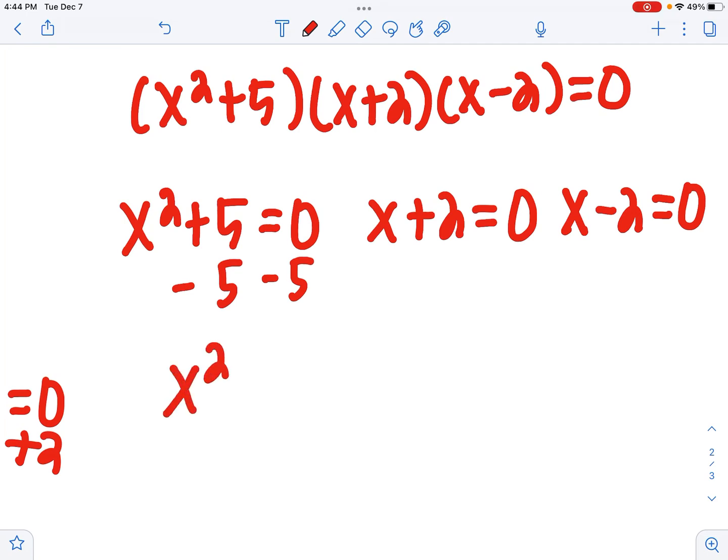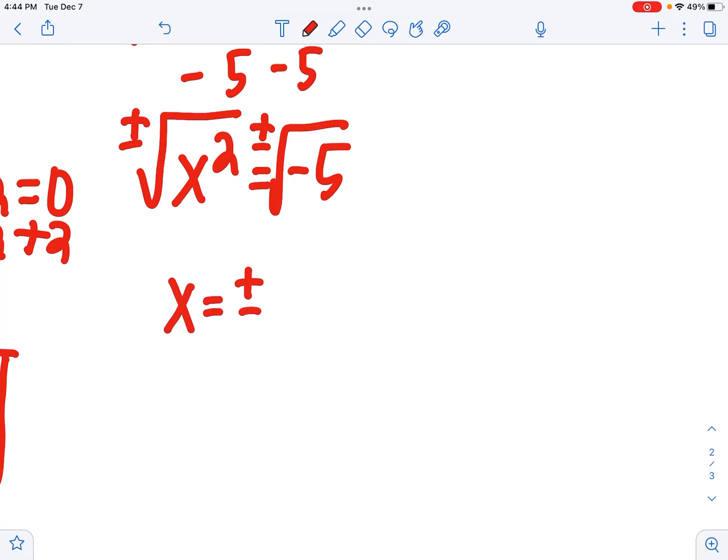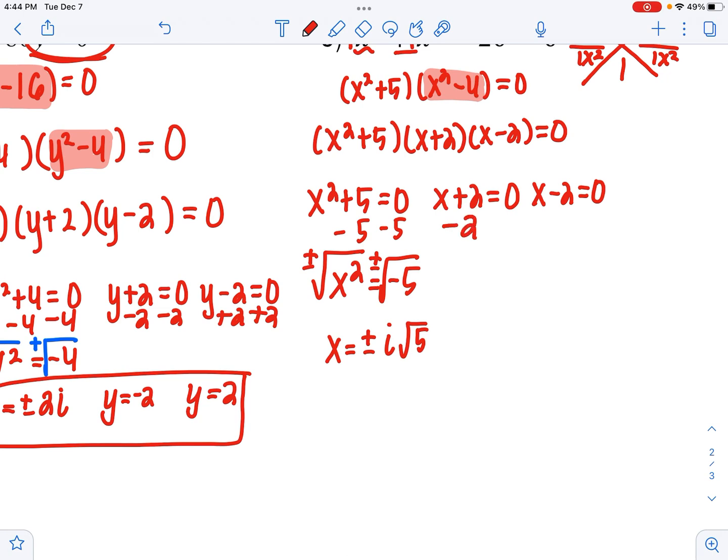Subtract 5 from both sides. I have x squared equals negative 5. Square root to solve, so I'm going to do square root plus or minus, square root plus or minus. I have x equals plus or minus the square root of negative 5. It's a square root of a negative number, so I know i is in my answer. But now it's just root 5, and I don't know the square root of root 5, so I just leave it as root 5. So it's plus or minus i root 5.